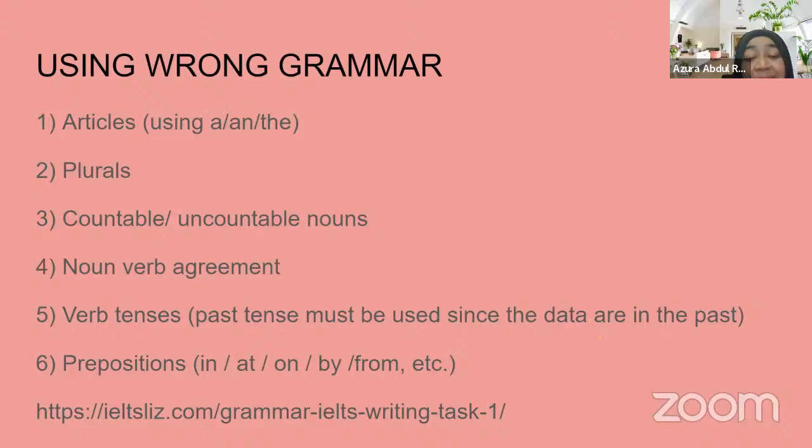Verb tenses. Past tense must be used since the data are in the past. So be careful when you're first writing out the introduction, the chart depicts, okay, because it is as you are reading it. But when you're talking about the analysis inside, you have to make sure that it is written in the past tense. Unless, of course, it is indicated in the graph that this is year 2020 until 2030, then you will have to write it in the future tense.